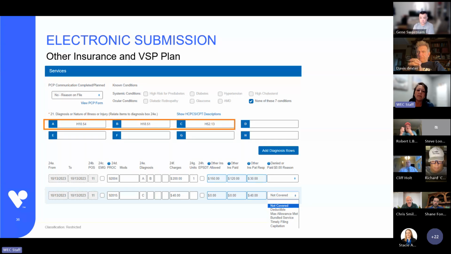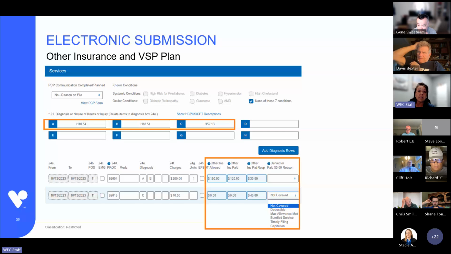So again, you want to be sure and have the diagnosis codes match exactly for what you have for your procedure code. So in the 92004, I have the A and B diagnosis pointers attached under 24E. I have A and B because I'm telling them, hey, just the medical diagnosis codes get applied to that CPT code. And then underneath on the 92015, under 24E, under diagnosis, I have C. So I'm attaching just the refractive diagnosis code to the 92015, is how that works, okay?